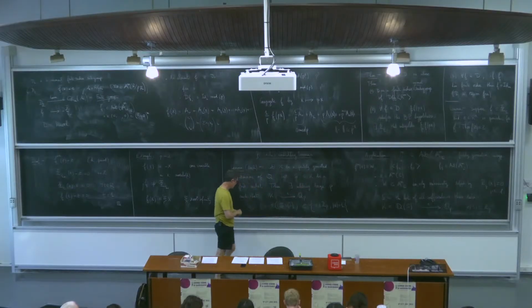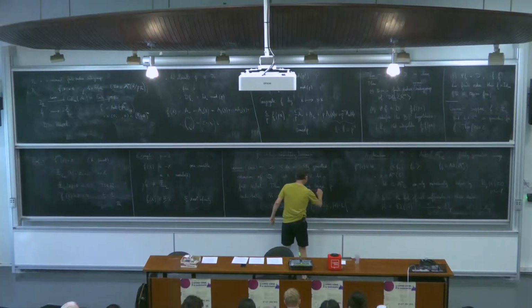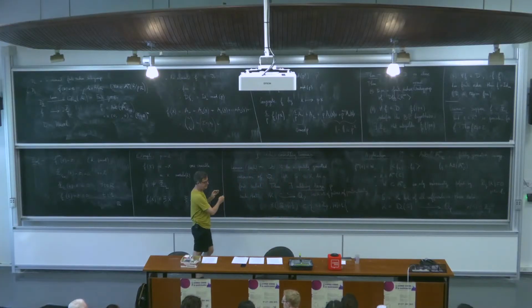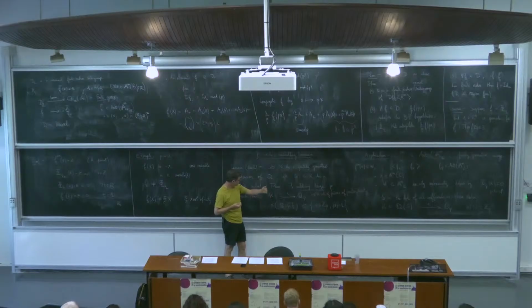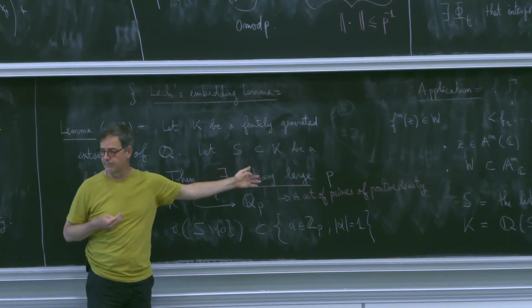Now let me comment on the lemma. What does the lemma say? So I wrote arbitrarily large p. In fact, you can replace this by a set of primes of positive density among all primes. So you look at the primes p for which you can find such an embedding. You list all of them and you count the proportion of the primes which are good compared to the first n primes. Then, in fact, you have a positive proportion at the limit.